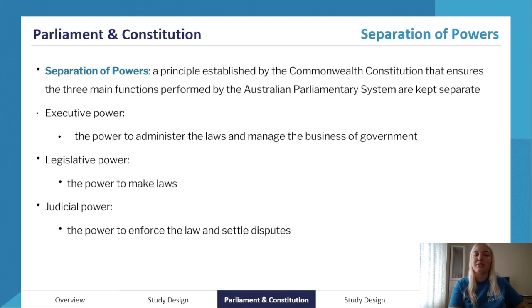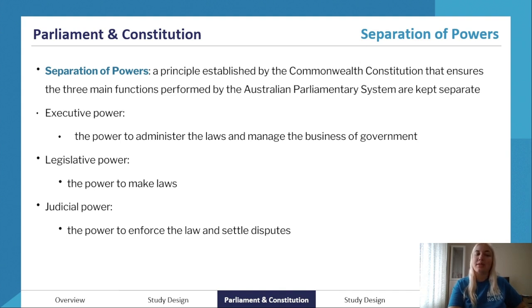So what are these three divisions? They're the executive power, the legislative power, and judicial power. Now, to explain each one, executive power is the power to administer the laws and manage the business of government. So these are all of our ministers that have certain roles, such as the treasurer that is in charge of funds, and the minister of education that is in charge of the education system. These are all examples of executives.